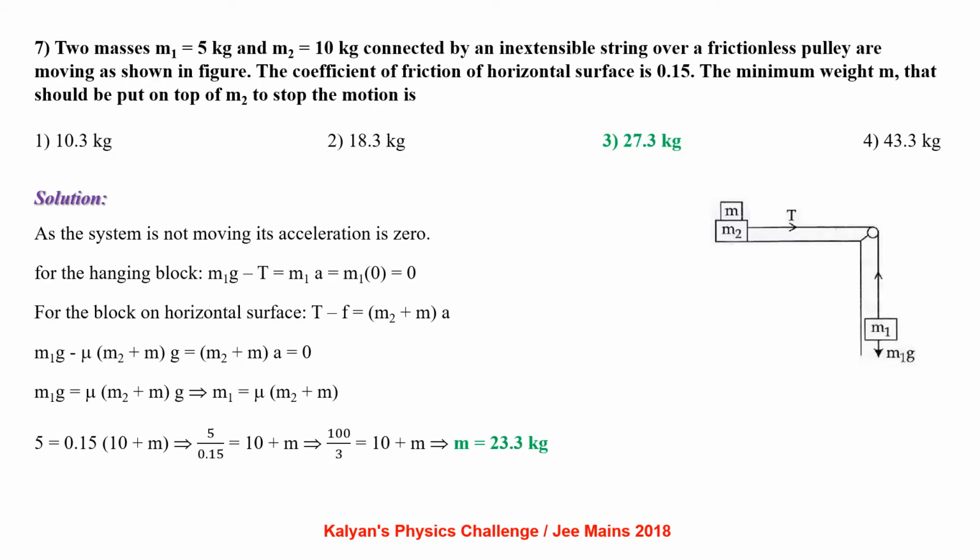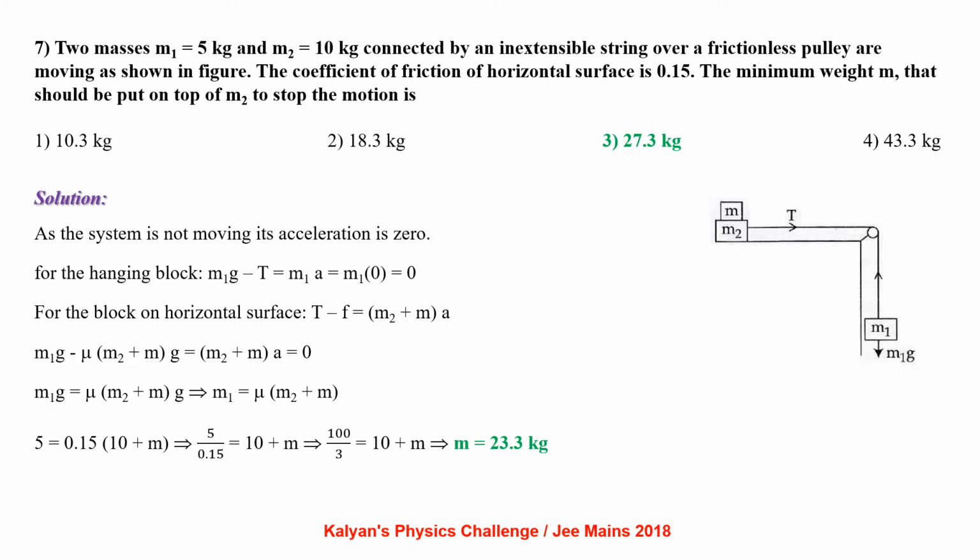Two masses M1 equal to 5 kg and M2 equal to 10 kg connected by an inextensible string over a frictionless pulley are moving as shown in figure. The coefficient of friction of the horizontal surface is 0.15. The minimum weight M that should be put on the top of M2 to stop the motion is.